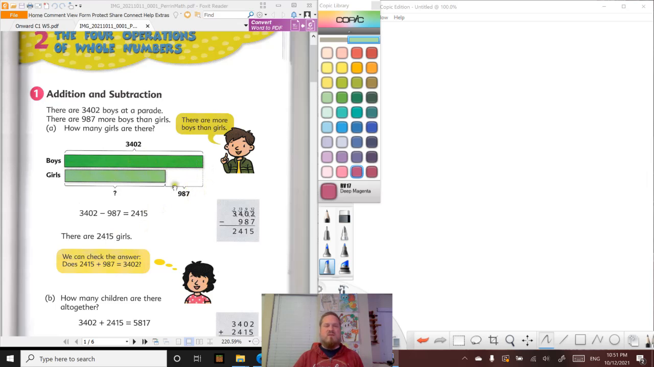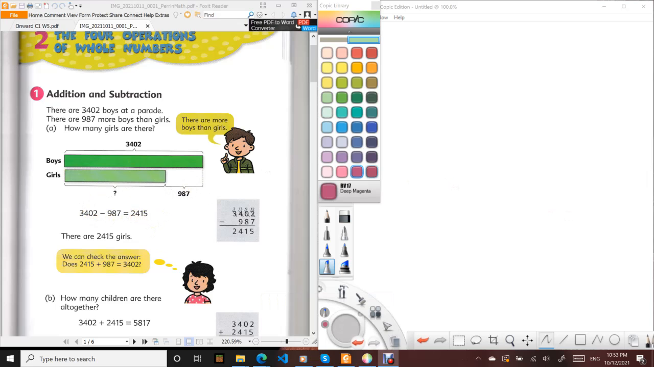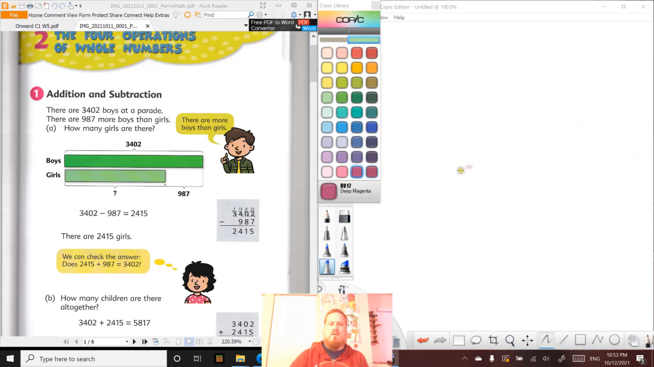So the way we can find out how many girls is take the number of boys, 3,402, subtract the difference, 987. That'll give us however many girls there are. So right here we see that that's what they've done. 3,402 minus 987 equals 2,415. So they have the subtraction problem written out over here.